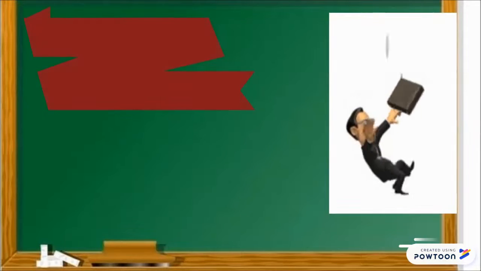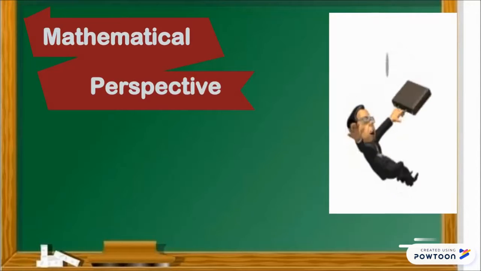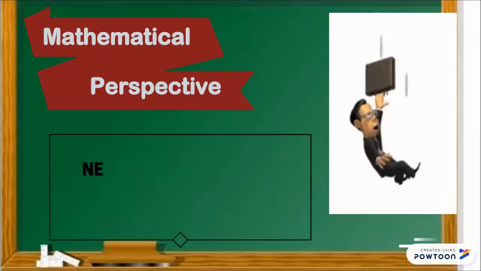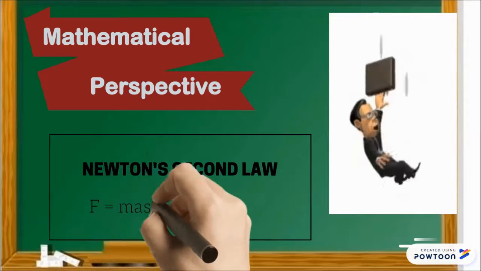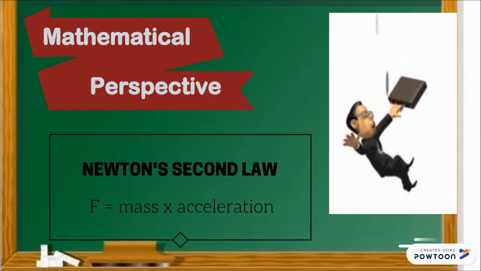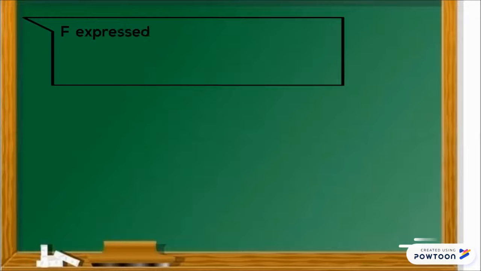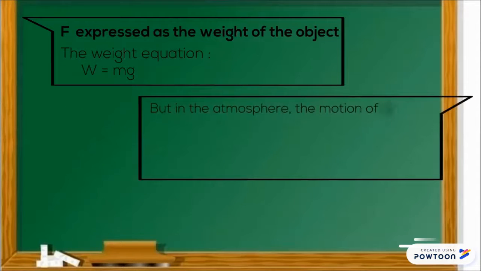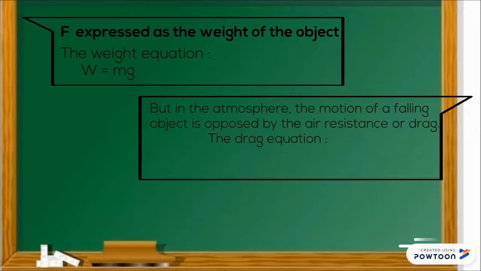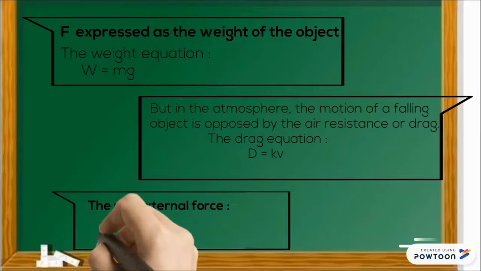Now, let's discuss the air resistance from a mathematical perspective. As we know, Newton's second law is about the motion of an object, which is F equals ma. F is expressed as the weight of the object, which is W equals mg. But in the atmosphere, the motion of the falling object is opposed by the air resistance, which is D equals kV. So, the net external force is F equals W minus D.